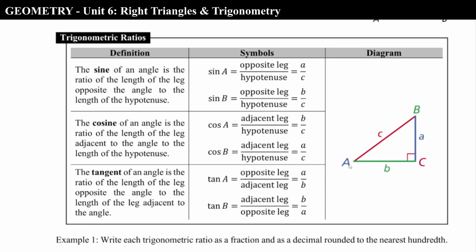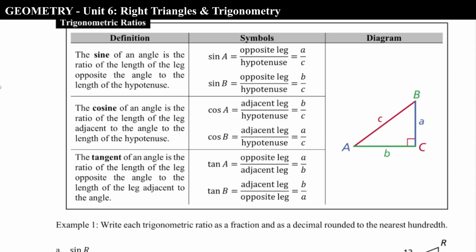Now, if we use the adjacent leg, cosine of A is my adjacent leg, B, over my hypotenuse, C. So cosine of A is B over C. Cosine of B is A over C because A is adjacent to B. And then the tangent of A is your opposite leg, A, over my adjacent leg, B. So A over B. The tangent of B is our opposite B over our adjacent A. So that's B over A. All trig functions are ratios. They're ratios of two of your three sides of your triangle.